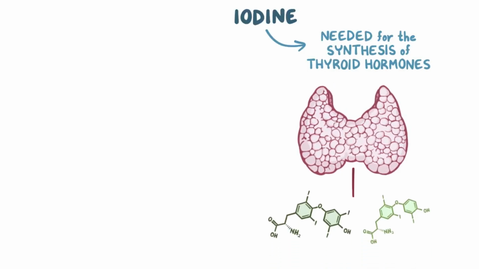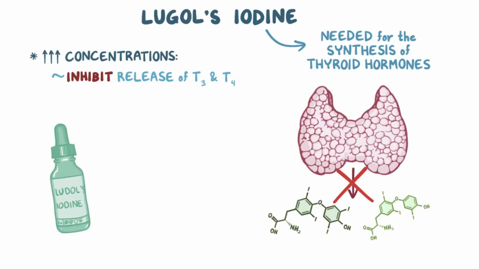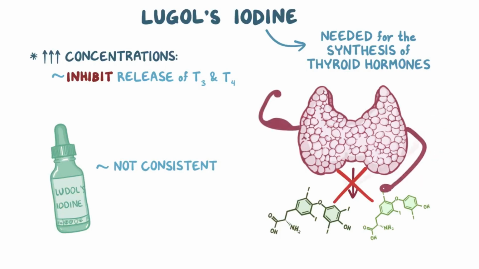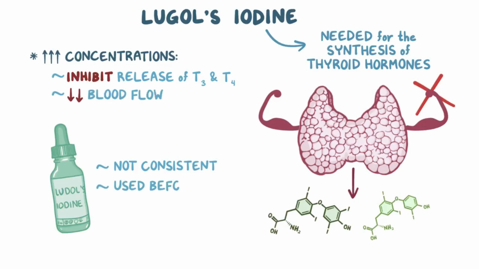Moving on. Although iodine is needed for the synthesis of thyroid hormones, in higher concentrations it actually inhibits the release of T3 and T4 into the circulation. Lugol's iodine solution can be used to treat hyperthyroidism, but it's not consistent since the thyroid could adapt and resume hormone synthesis after the initial few weeks. High levels of iodine also cause decreased blood flow to the thyroid, so it's commonly used a few days before thyroid surgery to reduce the risk of severe bleeding.